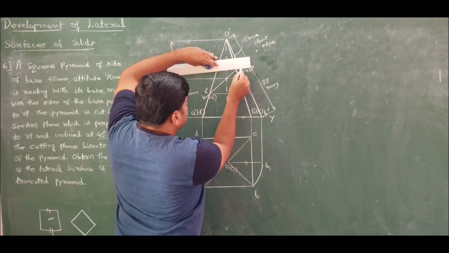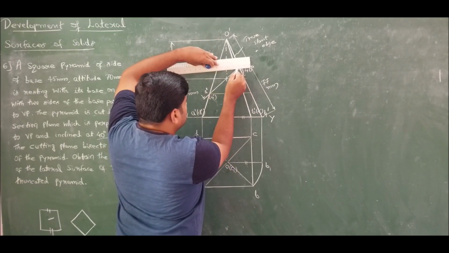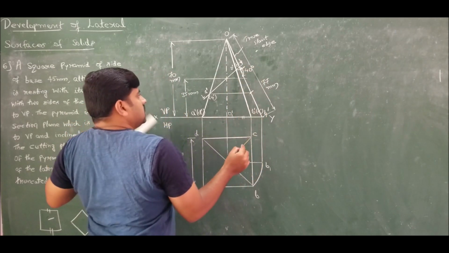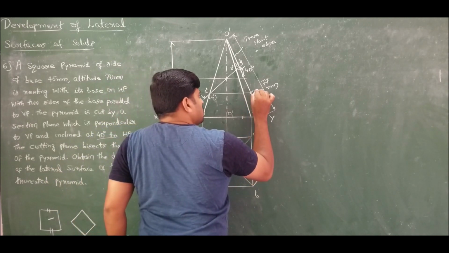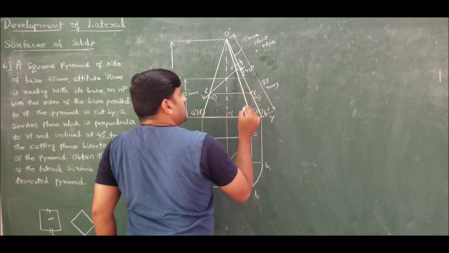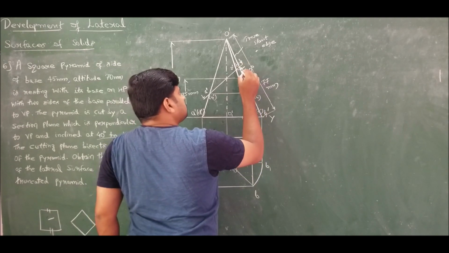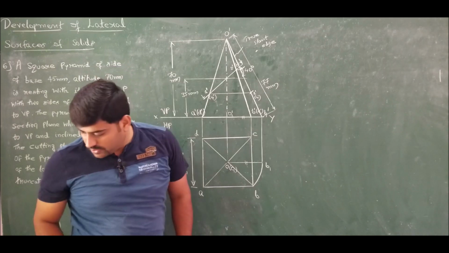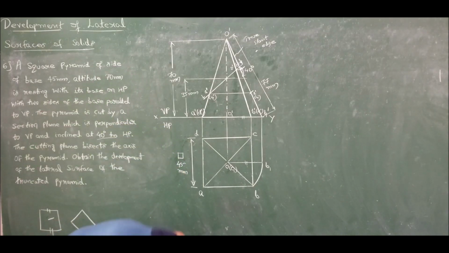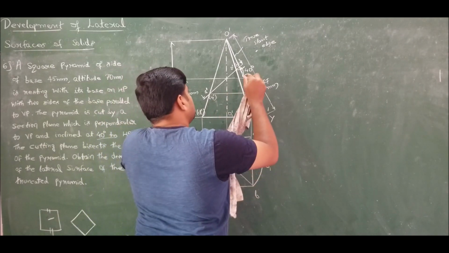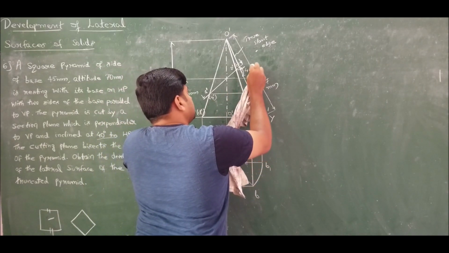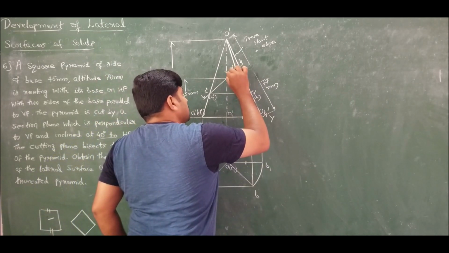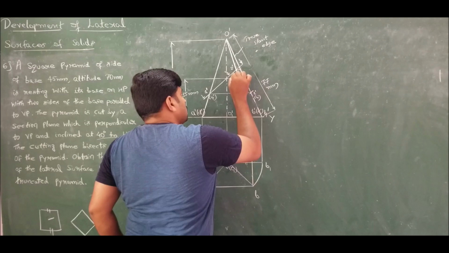Here also you transfer it. So this will be the reference point for us. So this will be our 1 dash and 4 dash, and this will be our 2 dash and 3 dash. Let me draw it properly. Let me mark it properly. 40 degrees I'll show inside. Let me show it properly. So here we have the inclination of 40 degrees.